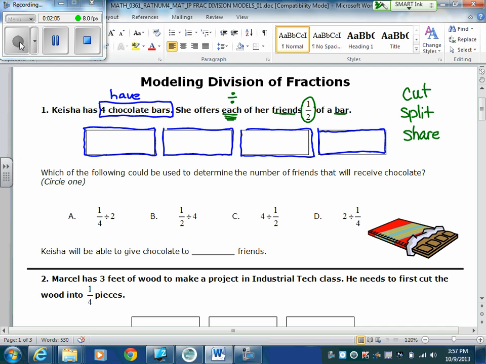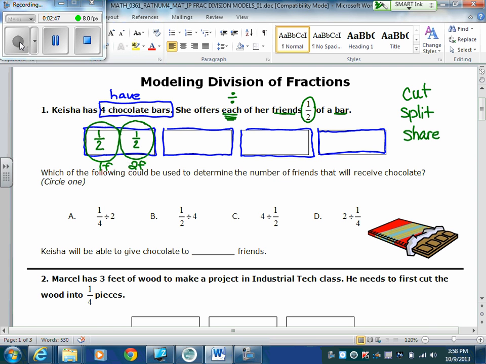Okay, so we have 4 chocolate bars. She offers each of her friends half of a bar. Well, how would we draw that in our picture? Let's start with our first bar. If I want to show half of the bar, we're taking this piece right here. This is a half of the bar. But I have a whole other half right here. So with just one candy bar, I can give this to one friend and the other half to a second friend. She has a second candy bar.